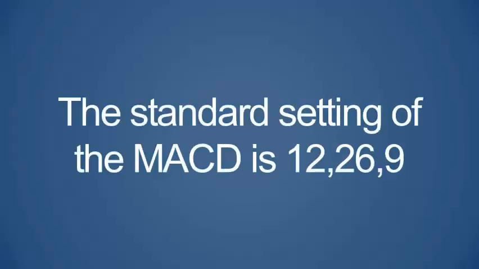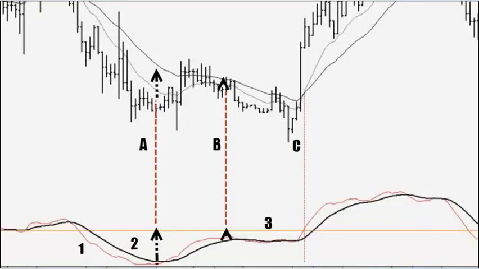Now, the fast line is simply the value of the slow line, which here is set at 26, subtracted from the value of the fast line set at 12, which are the standard settings of the MACD, which is 12, 26, and 9. Now, there are 3 important MACD features I want you to note and have plotted 2 exponential moving averages, the 12 and 26, to highlight them.